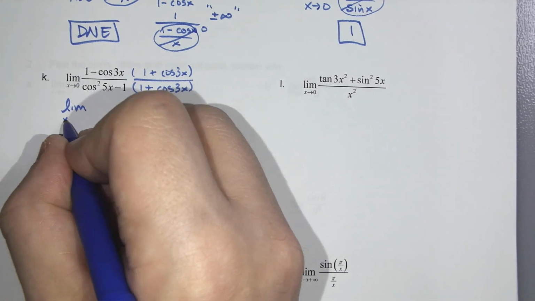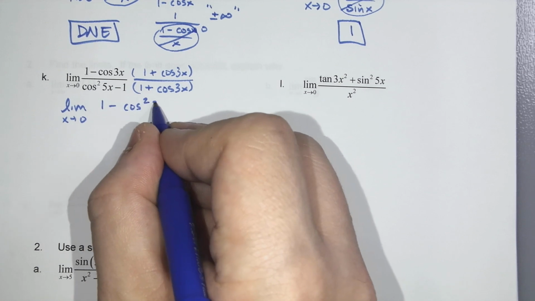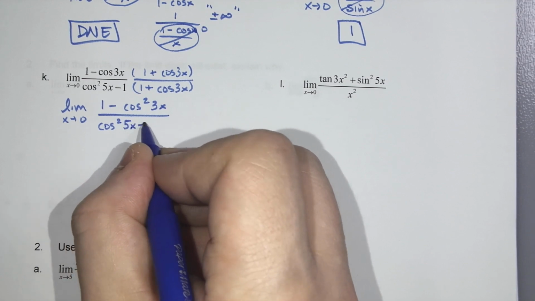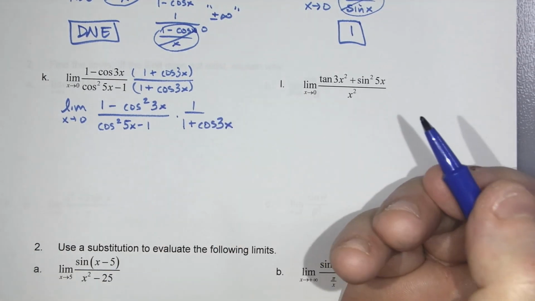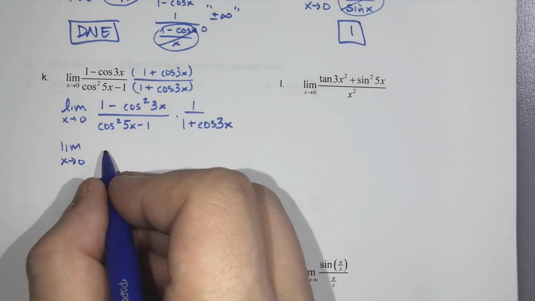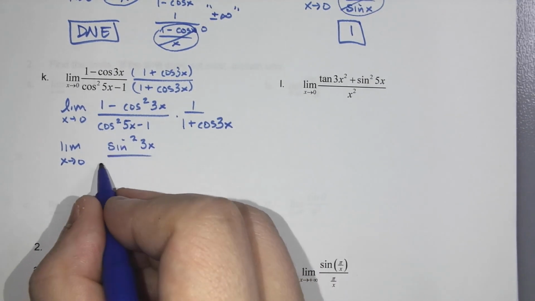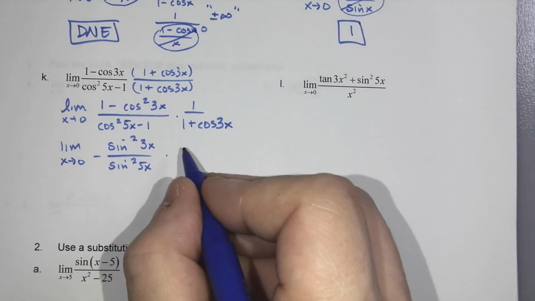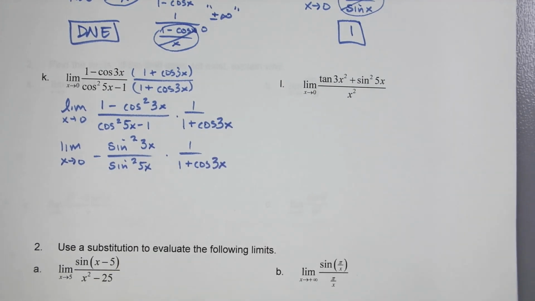So I have a limit as x approaches 0 of 1 minus cosine squared 3x over cosine squared 5x minus 1, multiplied by 1 over 1 plus cosine 3x. Okay, my main reason for doing this is because now I can say that the top is sine squared 3x. My bottom is the opposite of sine squared 5x. And then here we just have a 1 over a 1 plus cosine 3x.